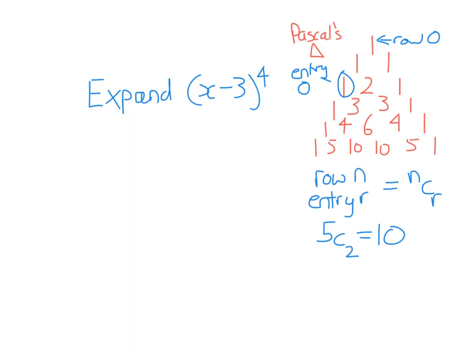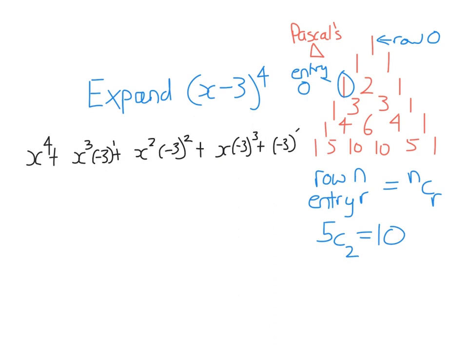So you start with the highest power of x, so this will be x to the power of 4. With each subsequent term, I decrease the power of x by 1, and I increase the power of the second thing by 1. So the second thing is minus 3. So the next one is x cubed times minus 3 to the power of 1. With the next term, I decrease the power of x by 1, and I increase the power of minus 3 by 1. And then I do it again until there's no more x's. So that will be the next term, and the final term will be minus 3 to the power of 4.